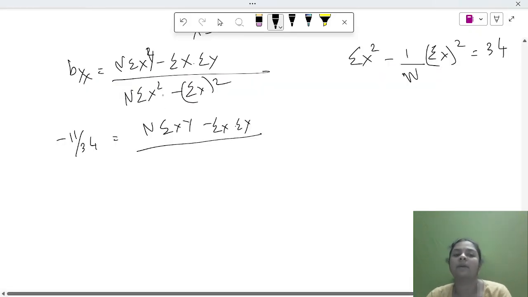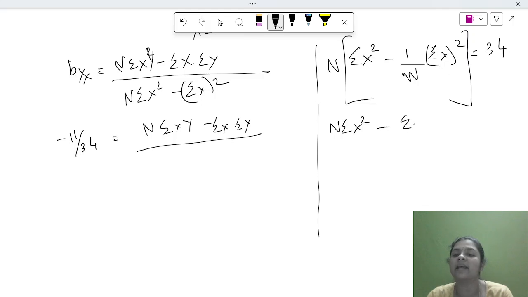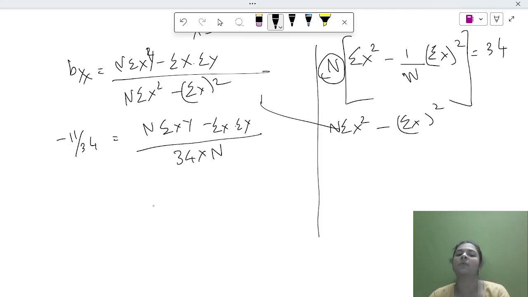34. Check what you need in the formula versus what is there. If you see here, I need n sigma x square. So basically I need to multiply this entire equation with n. Then what will happen? N sigma x square minus n and n will get cancelled. I will get sigma x the whole square. Correct? So now when I multiply this entire value by n, I will get what I need. So in the denominator, we should not just write 34.